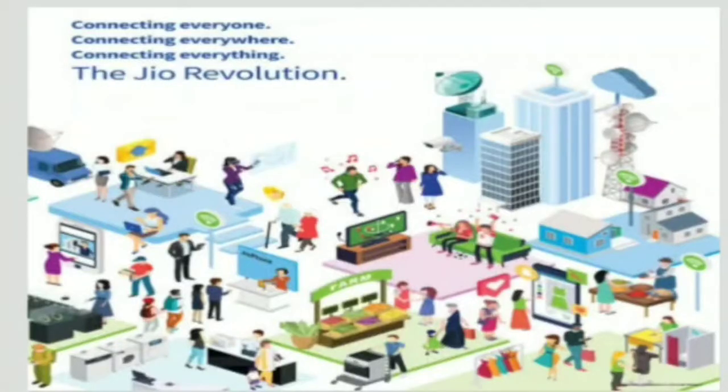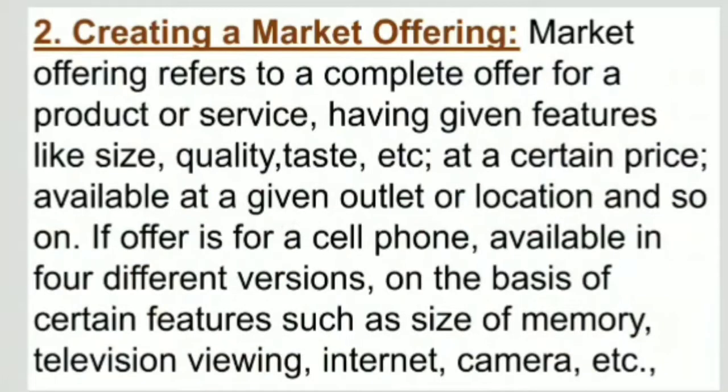See here, for example, Jio Revolution. See, Jio company is not only selling the network, it's proclaiming itself to sell connecting everyone, connecting everything, connecting everywhere. So everywhere, everyone, anything or everything can be connected means it is providing a bunch of various kinds of services, products, experiences, and relationships with the customers. So market offering is whole and soul concerned with the various activities along with the selling of a particular product, what all you're providing to a customer.